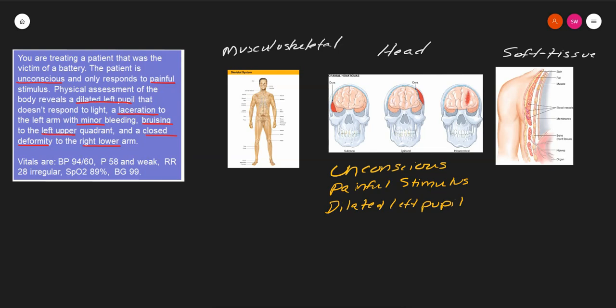All right. Now we have a laceration to the left arm with minor bleeding. The laceration itself is going to fall into the soft tissue area here. So I'm going to abbreviate that as LAC, and that was to the left arm, right? So L to the left arm. Bruising to the left upper quadrant. All right, so bruising again is going to fall into the soft tissue area here. And we said that is to the left upper quadrant.